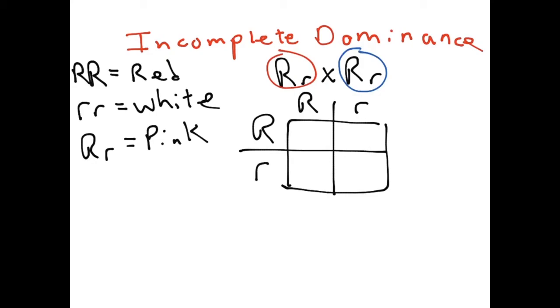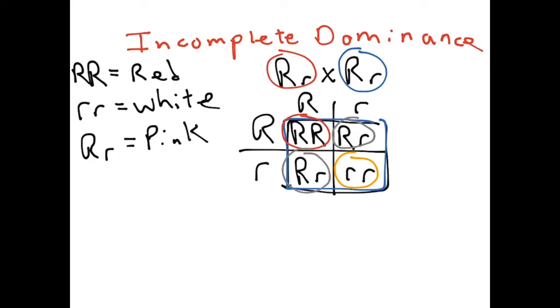When these sex cells combine, the offspring that are produced, which we represent inside the Punnett square, can be either big R, big R; little r, big R; big R, little r; or little r, little r. So we have homozygous for the red allele, homozygous for the white allele, and heterozygous, one of each of those alleles, which will give us pink flowers.